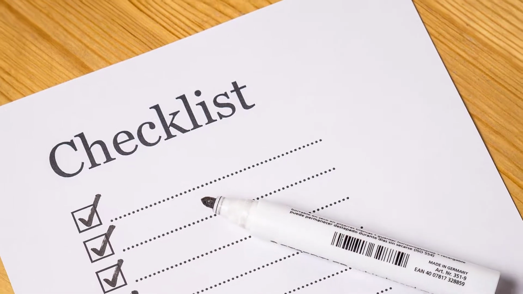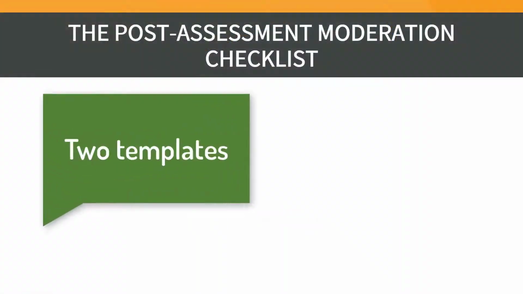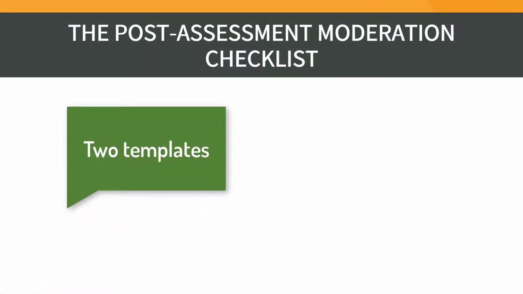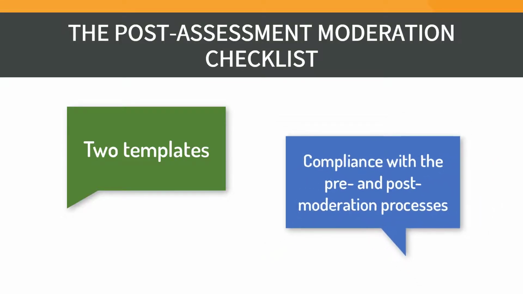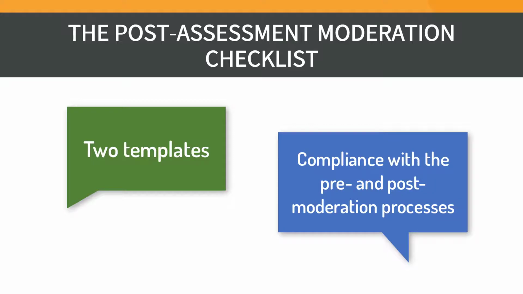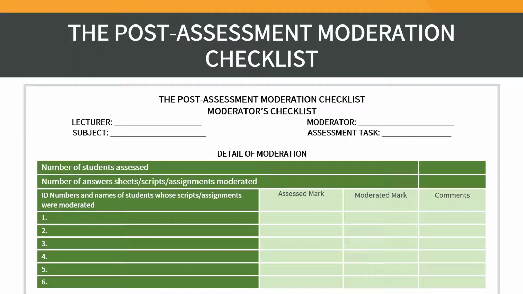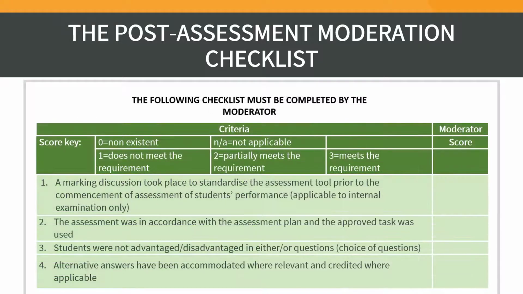The Post-Assessment Moderation Checklist. There are a number of templates to be completed again. The next 2 templates need to be completed to ensure compliance with both the pre- and post-assessment moderation processes. Both these checklists should be completed and signed by the moderator. The first checklist is one containing information of every student whose assessment is being moderated. The second checklist contains an overall evaluation of the assessment and the assessment process and the marking process.